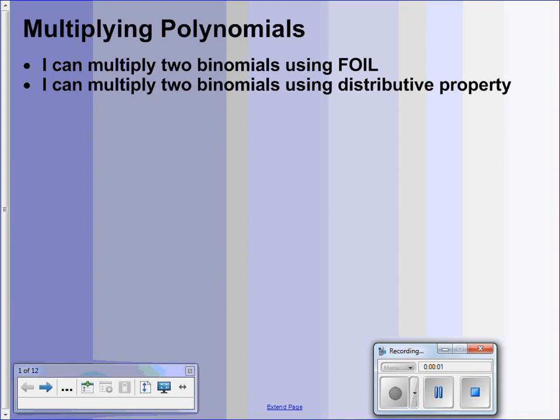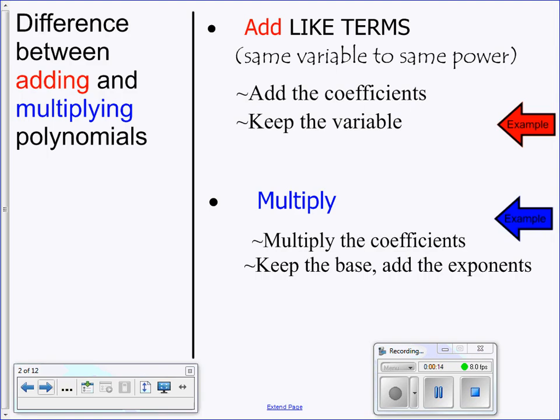In this lesson, we will be multiplying polynomials. By the end of the lesson, you should be able to multiply two binomials using the FOIL method and multiply two binomials using the distributive property. The difference between adding and multiplying polynomials: when you add, you're just combining like terms. You add the coefficients, you keep the variable. When you multiply, you have to multiply the coefficients, and then you keep your base and add your exponents.